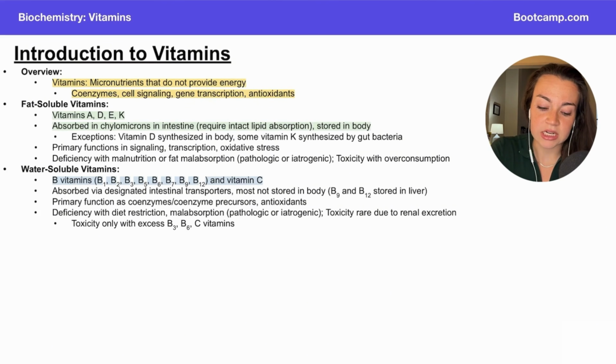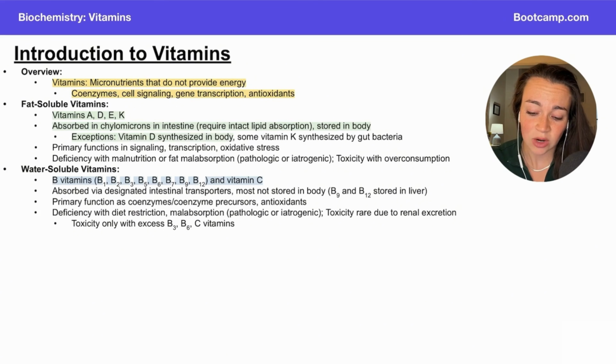Now, by and large, dietary absorption is the largest way that we get our source of fat-soluble vitamins. But for the sake of accuracy, there are a couple of exceptions, namely that vitamin D can also be synthesized within the body, and we'll talk all about that in our vitamin D video. And additionally, some vitamin K can be synthesized by gut bacteria. The primary functions of the fat-soluble vitamins are going to be in signaling, transcription, and oxidative stress. And each one of these vitamins has a different combination of these functions.